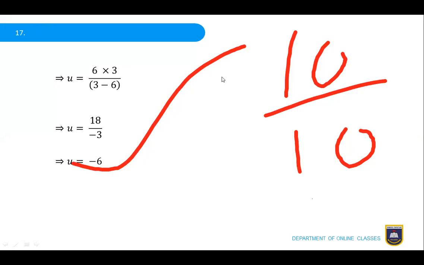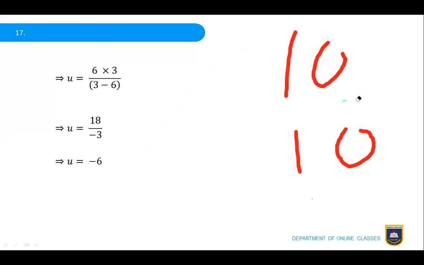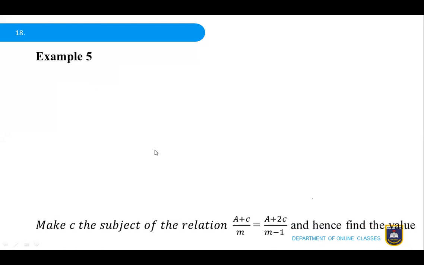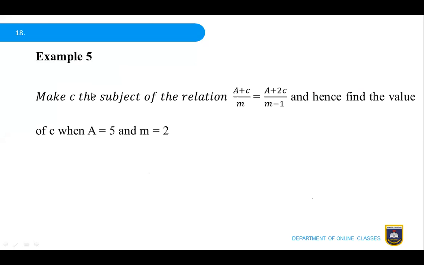Okay, let's move to the next. So we've done quite a lot of examples here. Let's move on to the next thing. Example number five. This is another one. Let's try this. Everybody should try this. Make C the subject of the relation and hence find the value of C when A equals 5. Try that, let's see.